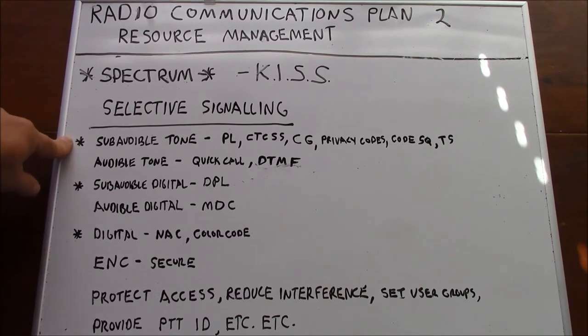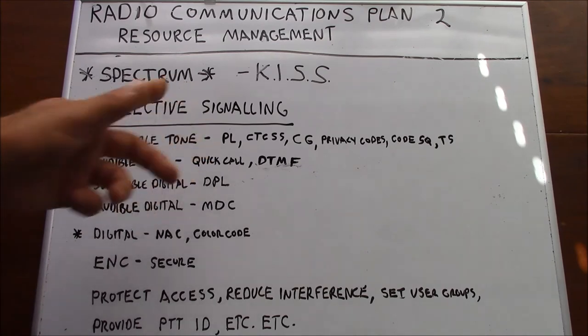The most common one is a subaudible tone, which is below the range of human hearing for the most part. It is on the carrier, and the receiving equipment programmed for it will only open its squelch when it receives that tone along with the RF carrier.